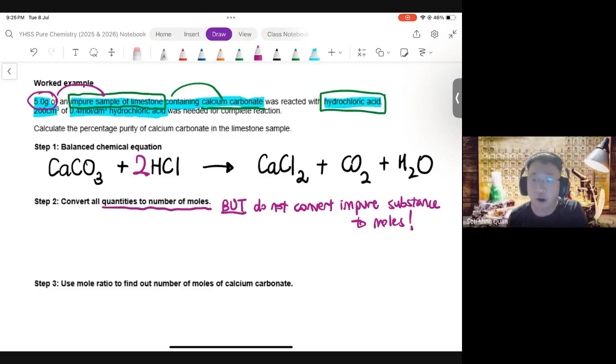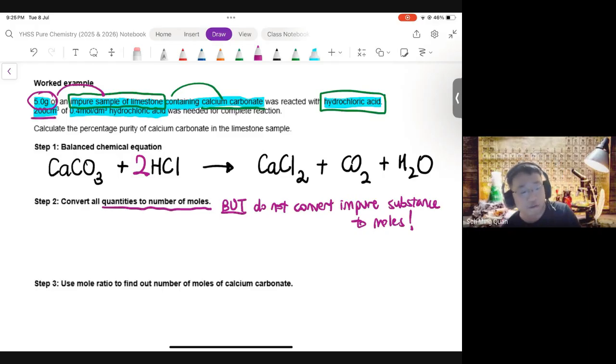If it includes impurities, you cannot just take 5 grams divide by MR of calcium carbonate because you cannot assume that all 5 grams is calcium carbonate. There will be other things inside, silicon dioxide. Other things which are not calcium carbonate are also included in the 5 grams. So we do not convert the 5 grams to moles because of the impure substance.